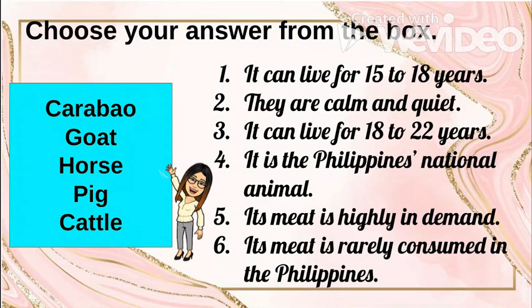First, it can live for 15 to 18 years. What is your answer? Number 2, they are calm and quiet. Number 3, it can live for 18 to 22 years. Number 4, it is the Philippines' national animal. Number 5, its meat is highly in demand. And lastly, its meat is rarely consumed in the Philippines. So this is the activity that you need to answer, and don't forget to submit in the HELE course page. Are we clear, grade 6?